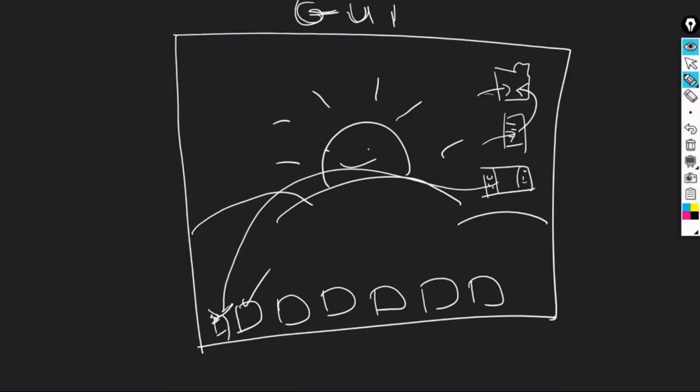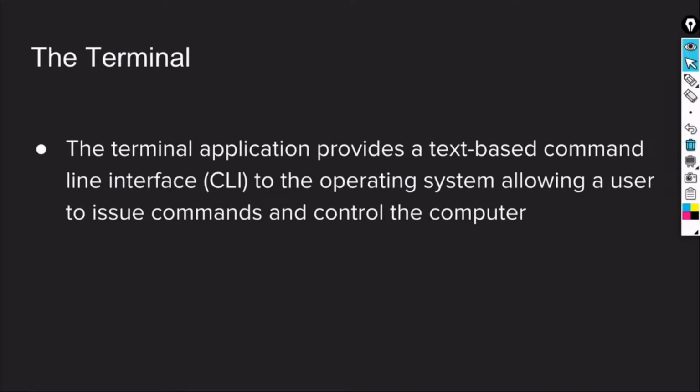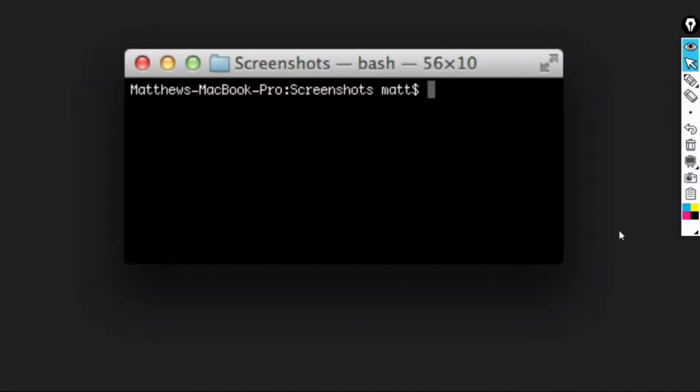So what the terminal is, as a definition, let's delete this stuff. It's an application that provides a text-based command line interface, or CLI, to the operating system, allowing a user to issue commands and control the computer. And in terms of what a terminal looks like, if you're on a Mac, then a terminal looks something like this. It might have a white background, and hopefully has different text. And so the first thing I want to do is break this down and show you how to read this.